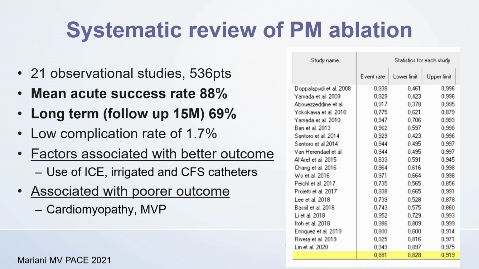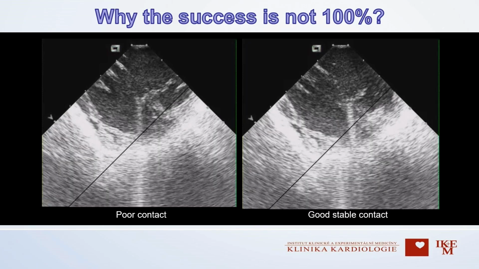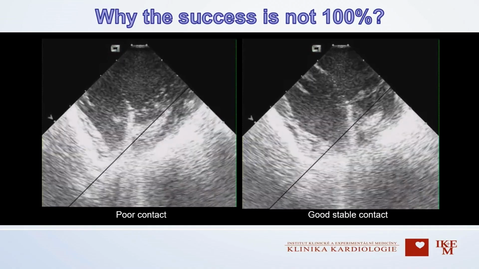There are already available systematic meta-analyses of ablation of these arrhythmias. The mean acute success rate is close to 90%. The long term is less satisfactory. There are some factors associated with the better outcome, and this is the use of intracardiac echo, use of irrigated or contact force sensing catheters. On the other hand, if you have a patient with already pre-existing cardiomyopathy or multiple valve prolapse, that's a marker of probably having a poorer outcome. So there are different reasons why the success is not 100%.